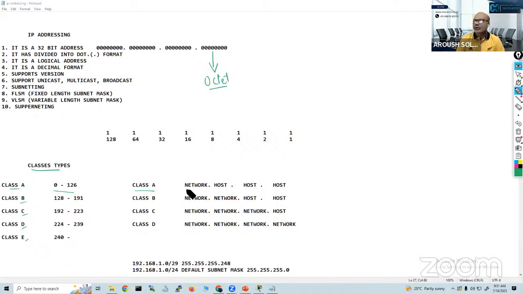The first octet belongs to the network portion, and the remaining 3 octets belong to the host. In class B, 2 octets belong to the network and 2 octets belong to the host. Whereas in class C, 3 octets belong to the network and only 1 belongs to the host. And in class D, all belong to the network, especially for multicasting.